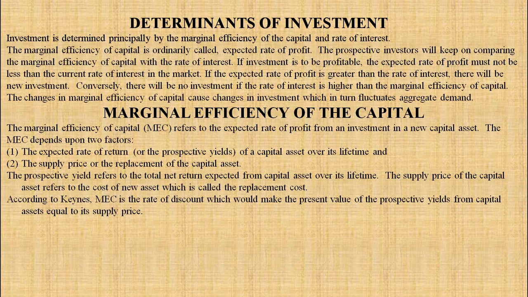The prospective yields refer to the total net return expected from a capital asset over its lifetime. The supply price of the capital asset refers to the cost of new assets, which is called the replacement cost. According to Keynes, marginal efficiency of capital is the rate of discount which would make the present value of the prospective yields from capital assets equal to its supply price.